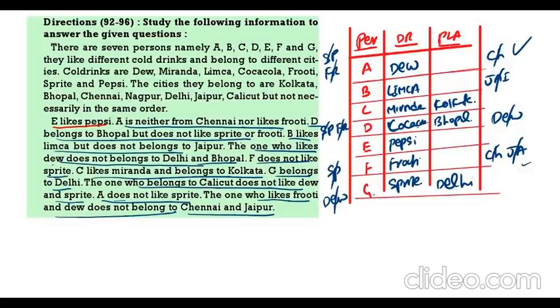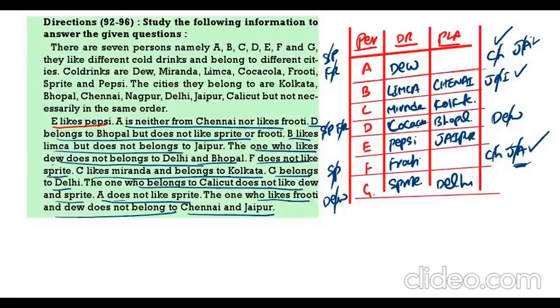Now, we have to confirm the places. The one who likes Dew does not go to Chennai or Jaipur. That means D does not go to Chennai, D does not go to Jaipur. Now, if you see Jaipur, F is not going to Jaipur, B is not going to Jaipur, A is not going to Jaipur. Definitely E goes to Jaipur. Now Chennai, A is not Chennai, F is not Chennai. So B will be Chennai.